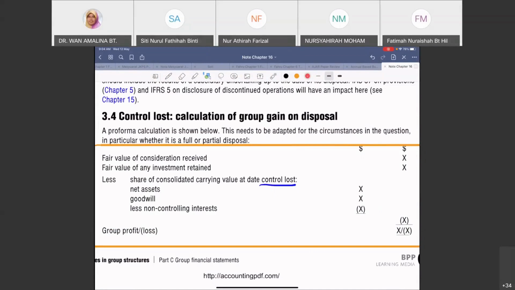Example tadi 0. Lepas tu less share of consolidated carrying value at day control loss, net asset campur dengan goodwill, less dengan non-controlling interest. So actually kita kena kira goodwill dahulu. Okay. Less non-controlling. So this is the formula. Okay, barulah dapat group profit and loss upon consolidation. So we need to calculate goodwill dahulu dan juga non-controlling interest lah. Biasanya this one kita dapat sekaligus.